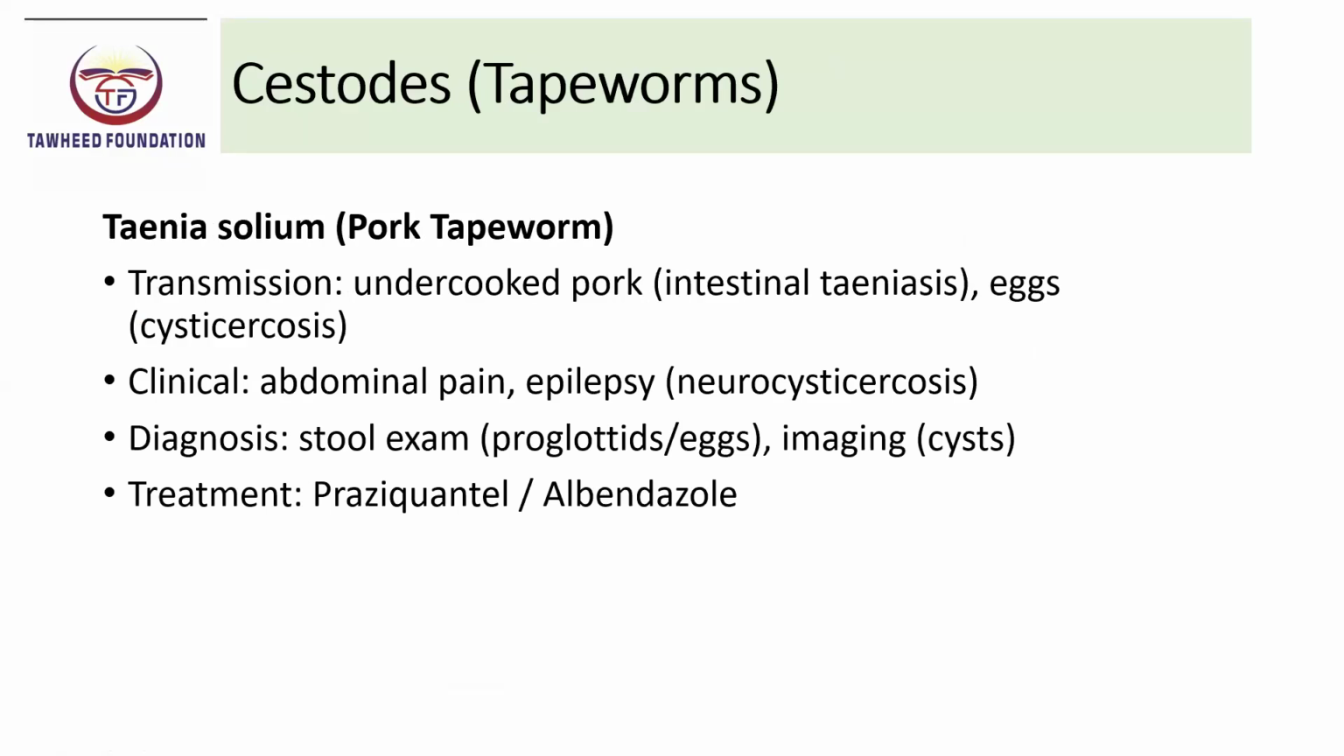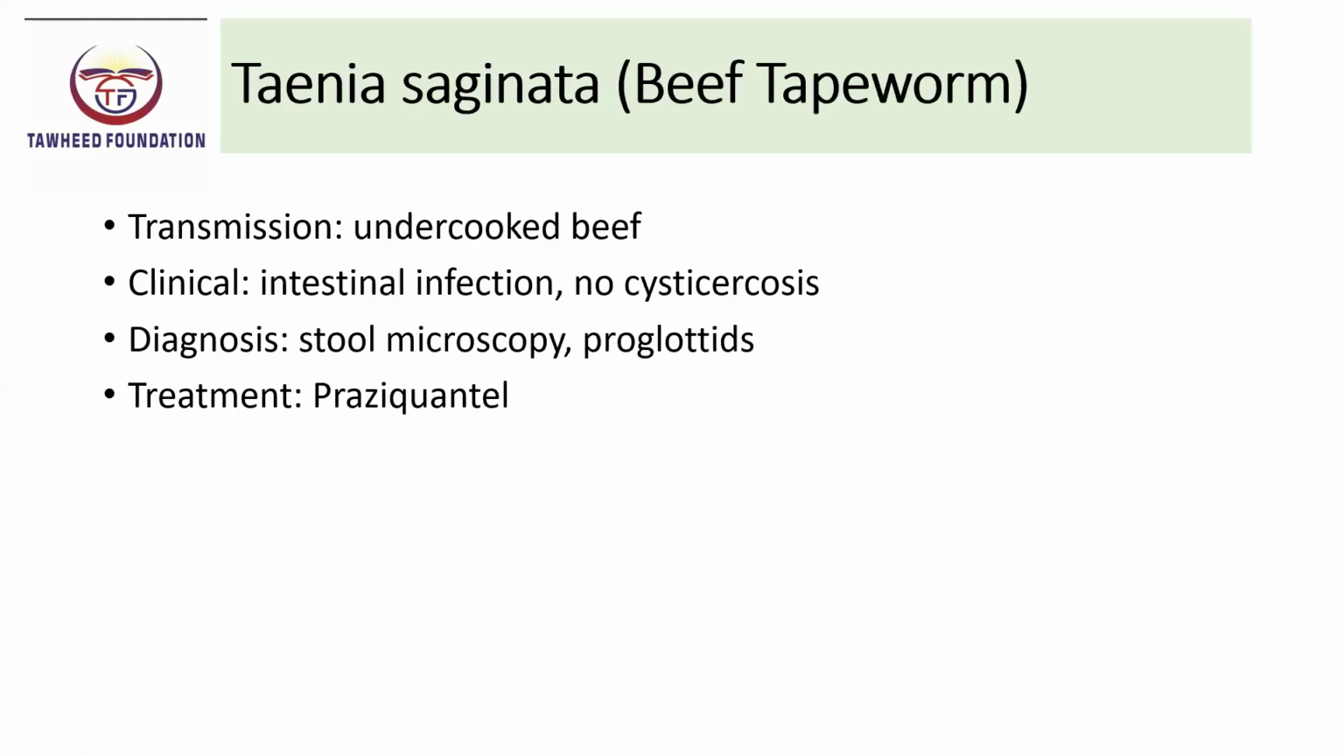Next is cestodes, that is tapeworms. Taenia solium is caused by the pork tapeworm. Transmission is through undercooked pork consumption, which will cause intestinal taeniasis. Eggs will be visible, that is cysticercosis. Clinical features include abdominal pain and epilepsy. Diagnosis is by stool examination. Eggs will be visible, proglottids, and on imaging cyst formation will be seen. Treatment, praziquantel and albendazole will be given to patients.